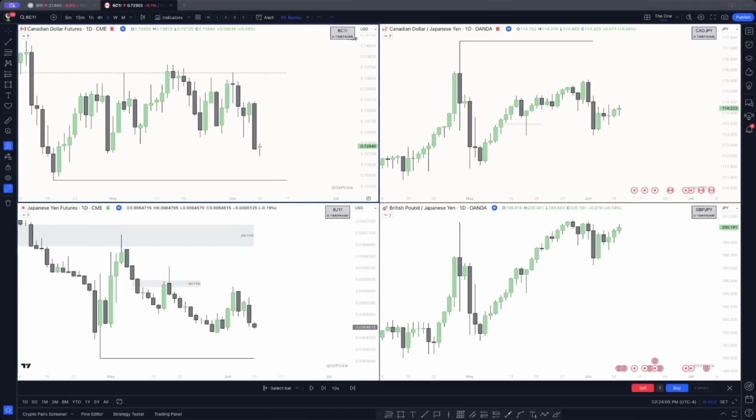So right here, I'll show an example of what I'm talking about when we pair weak and weak currencies. All right, so we always want to pair a strong and weak currency because that is what's going to see the highest probability price action moves. Over here, we have CAD futures in the top left and JPY futures in the bottom left. As you will see, they're both weak, right?